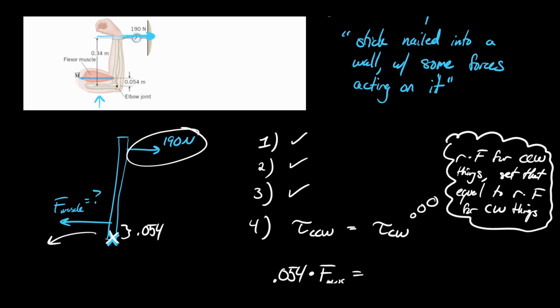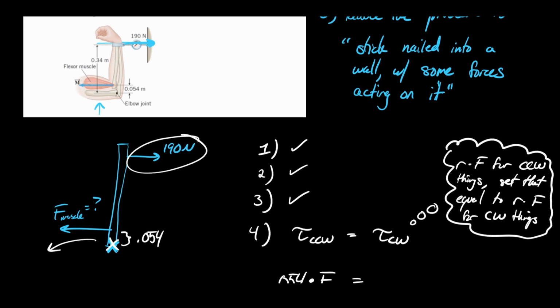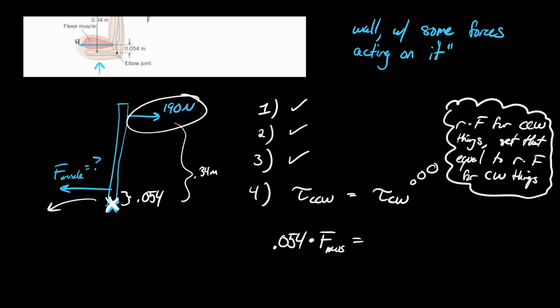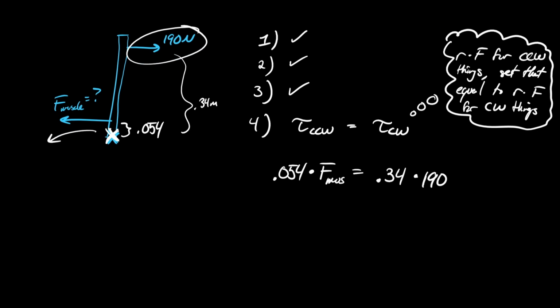This guy up here, by the way, which acts with a distance of 0.34 meters, all right, he's trying to make us turn clockwise. What's the torque due to that force? Again, it's the distance between the X and where the force is applied, which is 0.34, times the size of the force, which is 190. Okay. Step 5 is going to be count equations versus unknowns. One equation, one unknown, so we're set.